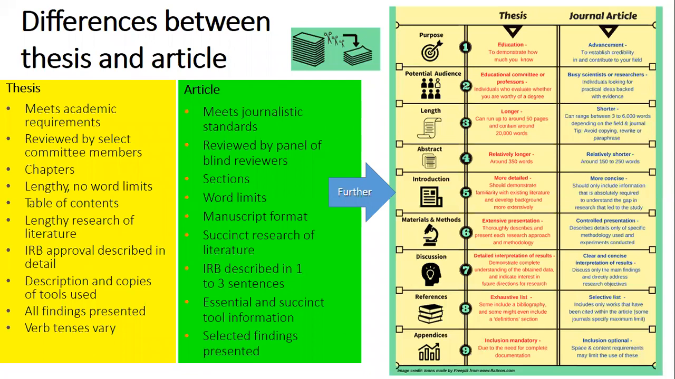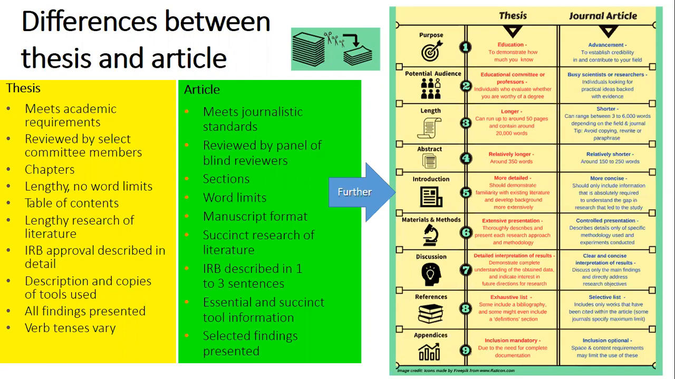So if you look at the differences between thesis and articles, there's a lot of information on the screen here, okay? You can read it. If you look at thesis, it meets academic requirement, reviewed by selected committee members. It's all arranged based on chapters. It's very lengthy. Okay, the word limit will depend on the requirement of the graduate program. At the master's level may be different, at the PhD level may be different. At the master's level, normally it's about 25 to 30,000. At the PhD level, it can go up to about 80 to 100,000 words.